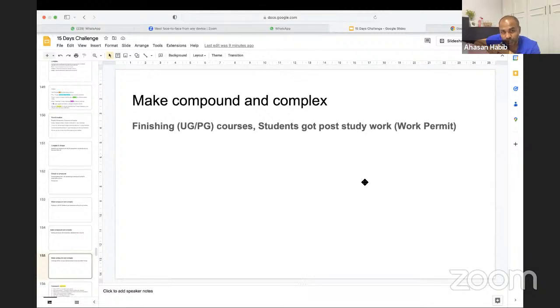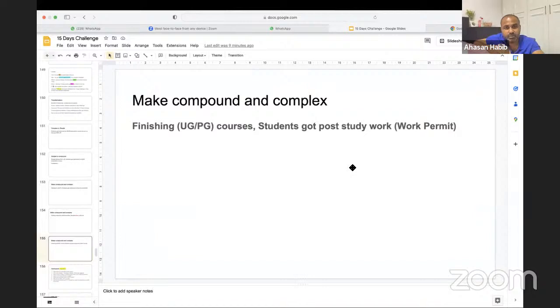So students got post-study work when they finished their masters, when they finished their post-graduation course, right? That's the complex sentence. Very quickly, type in the chat box. So students got post-study work. Post-study work means 2 years work permit, right? So students got post-study work when they finished their post-graduation course. Excellent. Now you got it.